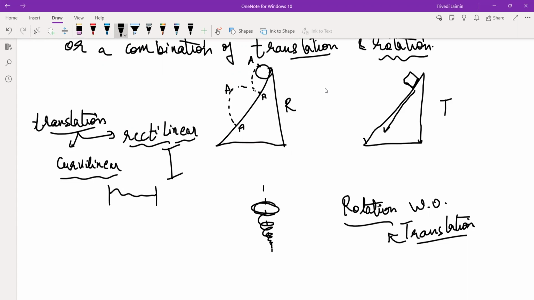No, sir. Why not? Just now we saw it is not rotating and it's translating. It's possible, no? Yes, sir. Okay.